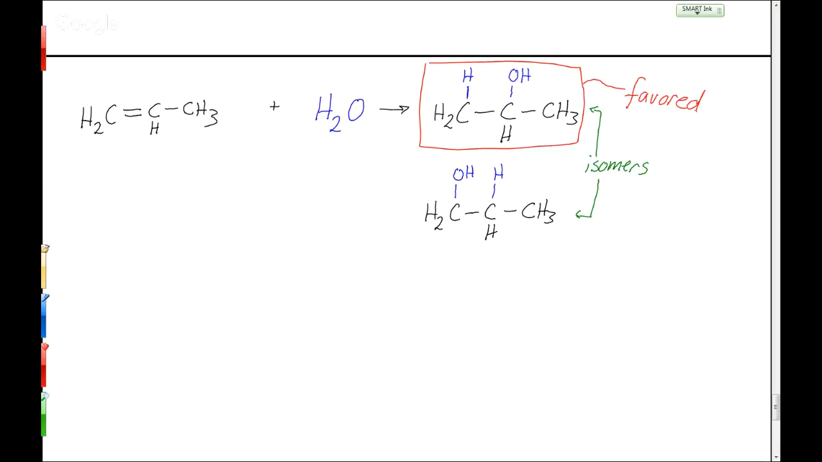Yeah, good question. Why? The actual chemical reason behind that has to do with the mechanism of how this thing progresses and what's a more stable intermediate. For our purposes, we just need to have a rule that we can follow and that makes sense.